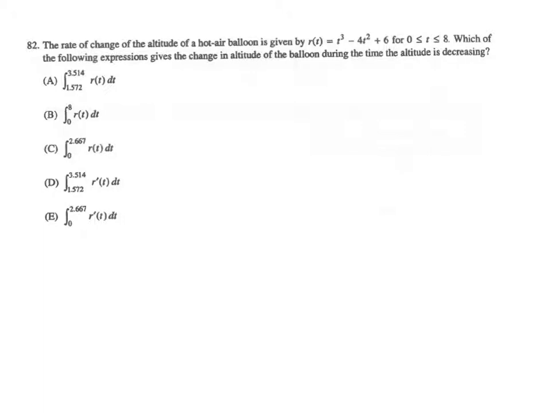All right, so for 82, you need your calculator for this one, and they tell you that the rate of change of the altitude of a hot air balloon from t equals 0 to t equals 8 is given by this function, r of t equals t cubed minus 4t squared plus 6. Well, if you graph this rate, and this is time versus the rate, which is the change in altitude from 0 to 8, you'll see that the graph does something like this.